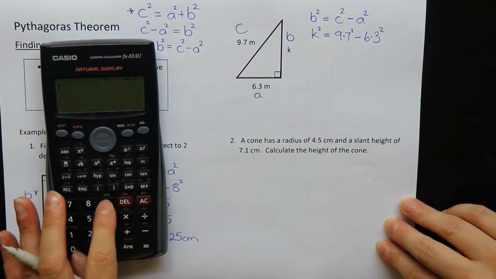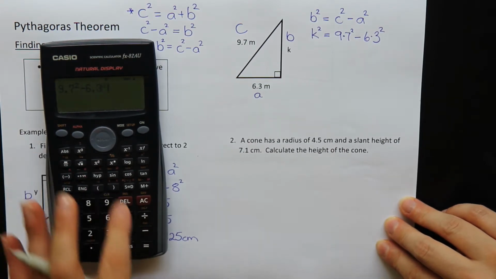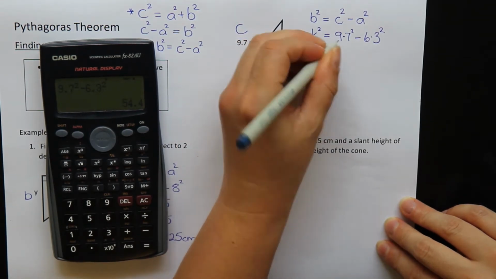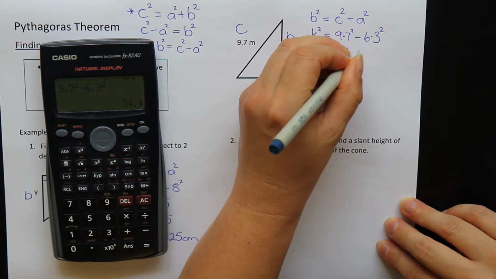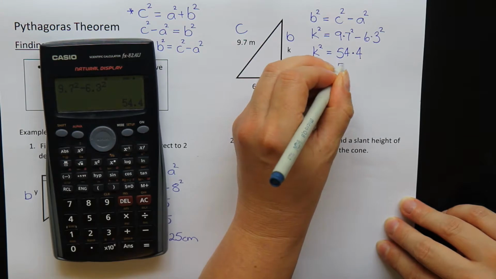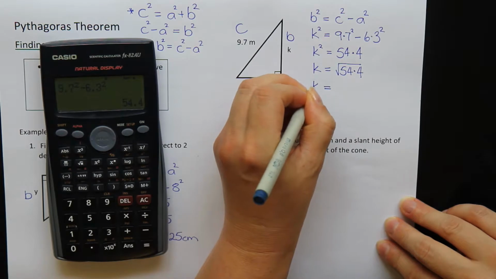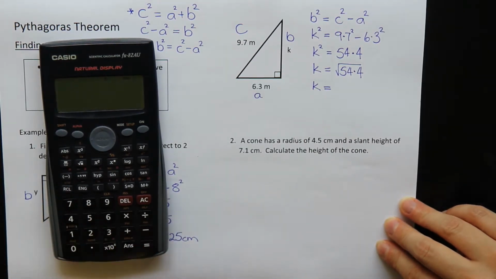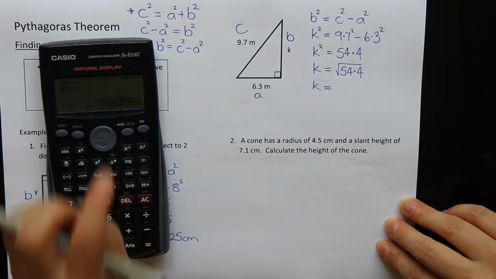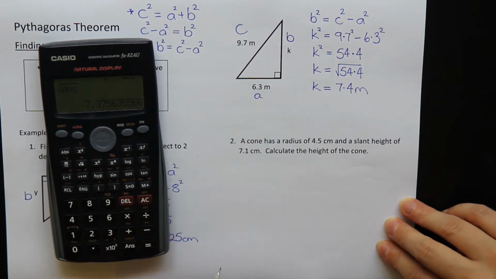Type that in. 9.7 squared minus 6.3 squared equals, we get 54.4. But we still have to get rid of this squared here, which means we must square root 54.4 in the calculator. 1 decimal place, 7.3 would be 1 decimal place, but we have to round it up. So 7.4 meters is the length of k.